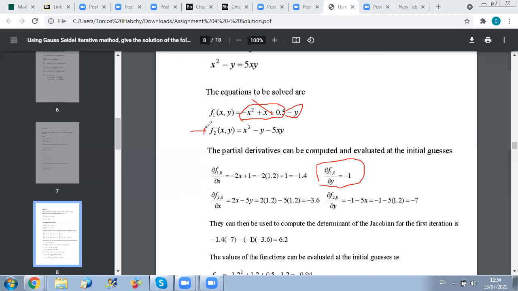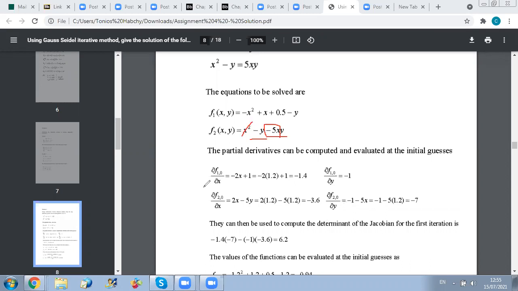And then I move to the second function. I do the partial derivative first with respect to x. Y is a constant. I have x squared, derivative is 2x. And minus 5xy, derivative is minus 5y, since y is considered as a constant. So the partial derivative of f2 with respect to x is 2x minus 5y. So to compute the initial value of it, all I have to do is to replace by the initial guess x equals 1.2 and y equals 1.2. And finally, I need to compute the partial derivative of f2 with respect to y. So I consider that x squared is a constant. So the minus y derivative is minus 1, and minus 5xy derivative is minus 5x, which is considered as a constant.